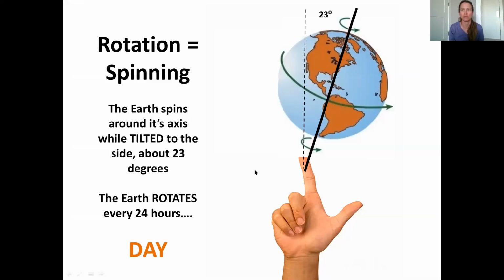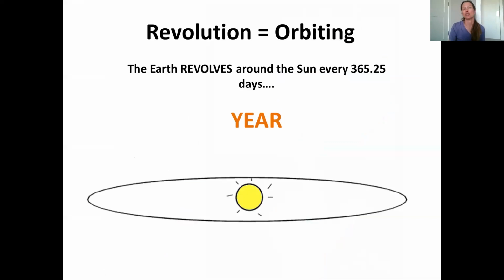Okay, as a very brief recap of where we are so far, several weeks ago, we started by looking at the rotation or the spinning of the Earth around its axis. We should all know by this point that the Earth spins around a tilted axis of about 23 degrees, and that this rotation of the Earth every 24 hours is what gives us our day. Two weeks ago, we investigated the revolution of the Earth around the Sun, or the orbiting of the Earth around the Sun. The Earth revolves around the Sun about every 365 days, and this is what gives us our year.